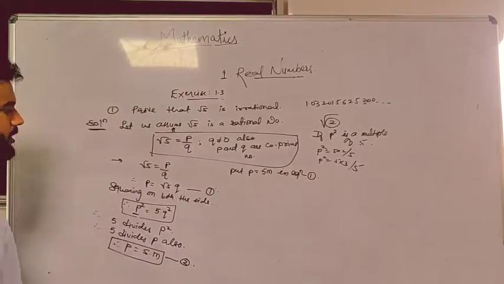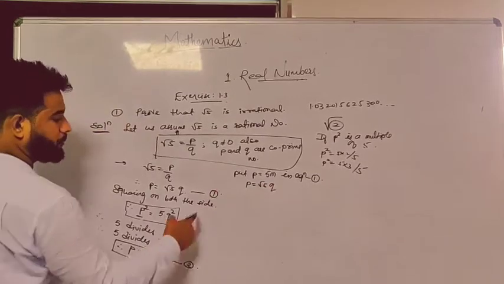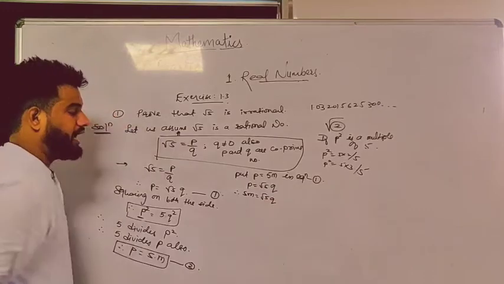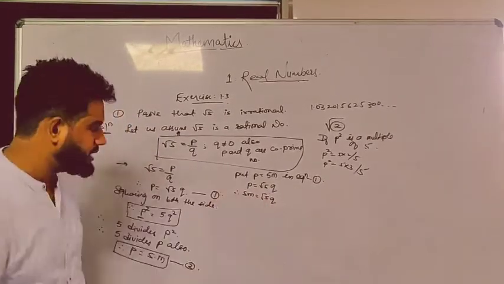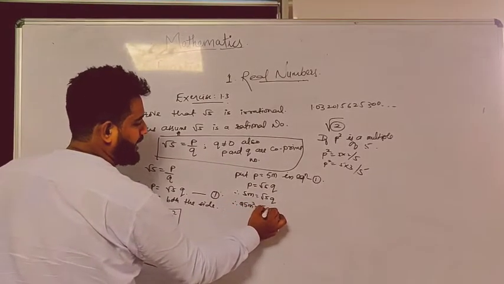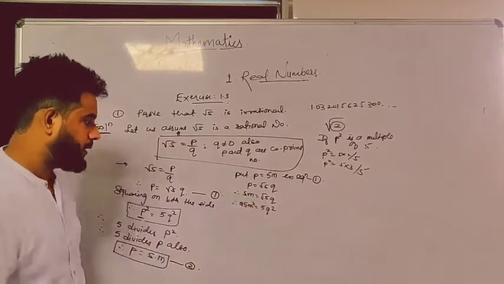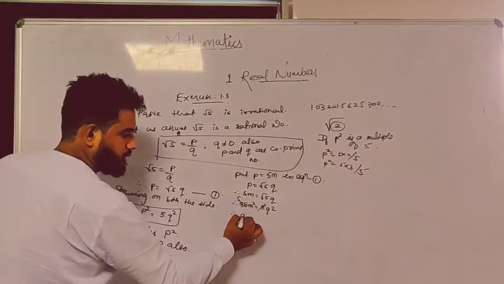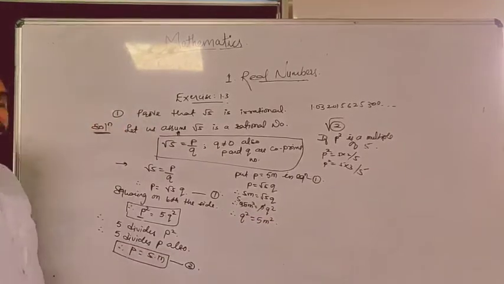What is your equation number 1? p is equal to root 5q. In place of p you will put 5m. 5m is equal to root 5q. Again I have to remove this root. In order to remove this root, do the squaring on both the sides. So 25m square is equal to 5q square. The 5s are cancelled, so q square is equal to 5m square.